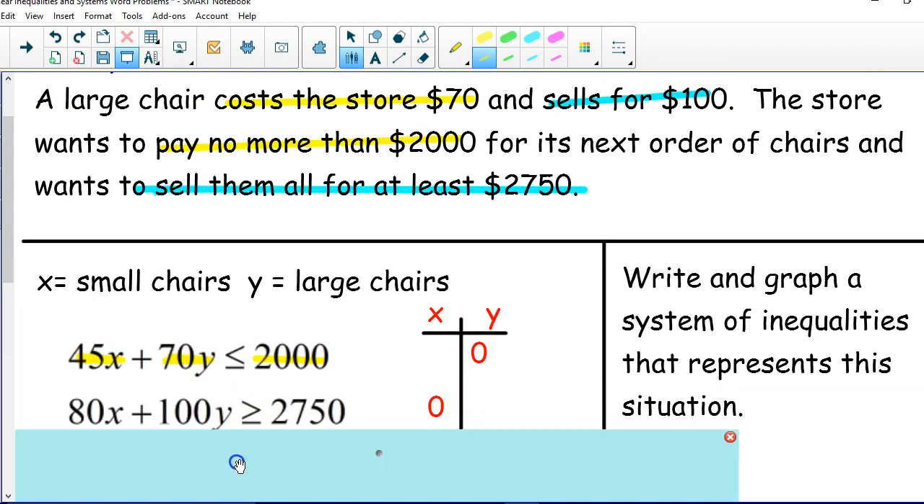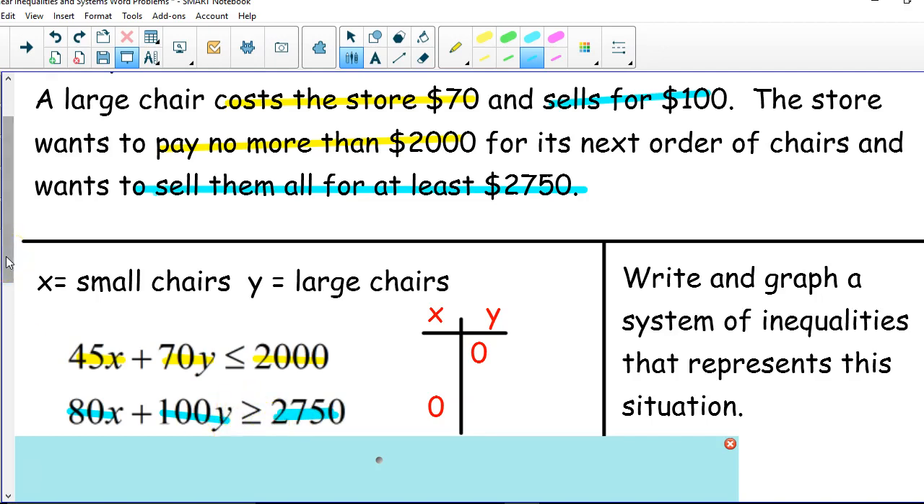Okay, next equation. 80X plus 100Y. So 80X is the sale of the small chair plus 100Y, the sale of the large chair, has to be greater than or equal to 2,750. Their total sale, and they want it to be at least 2,750, which means they would like it to be more, but if it's at least that much, they're happy. This is why we have a greater than or equal to here.